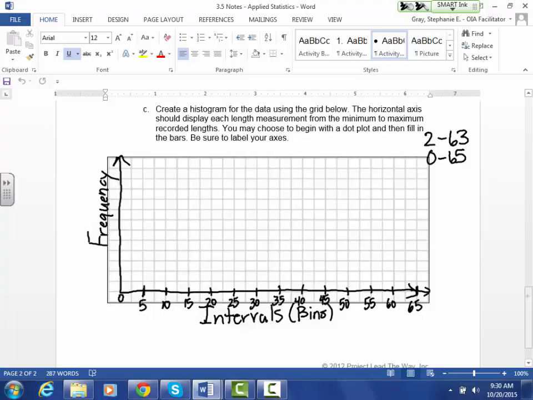And then we only have 12 data points, so on our frequency, we can just go from 0 to 12 and just count by 1s, because we only have 12 data points. So just label the y-axis, just count by 1s. Anytime you're doing a graph, make sure you put your numbers on the line, not between the lines. 1 is this line. Okay.